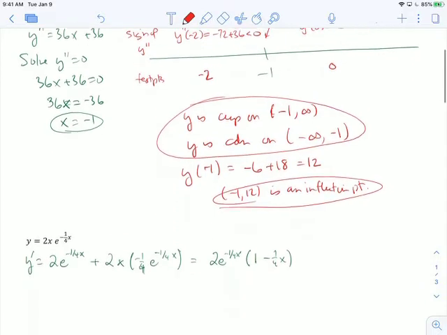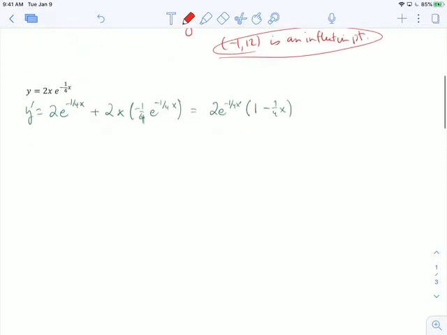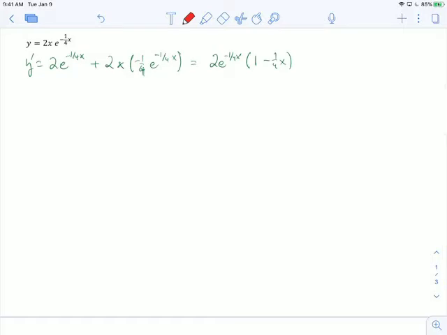Now let's do that for another function that we looked at last time. Y equals 2x times e to the negative 1/4 x. And I've done all the work in calculating the first derivative, but we were going to start here and apply the product rule to this to find the second derivative. And we'll have to do a little bit of work here.